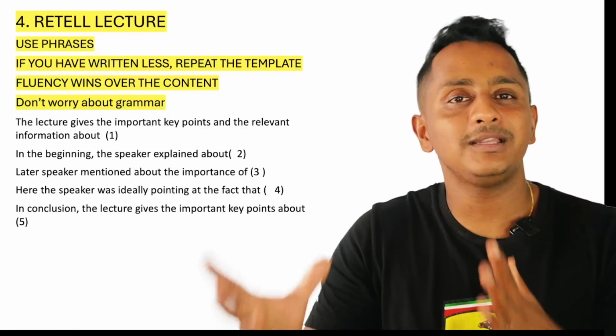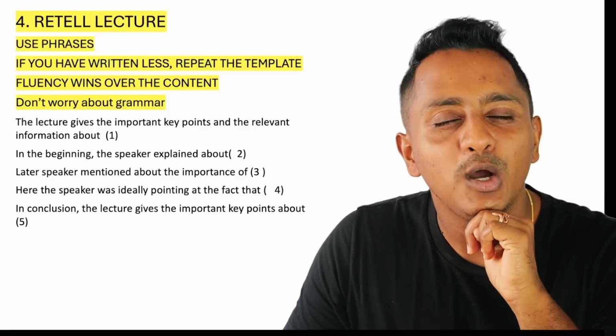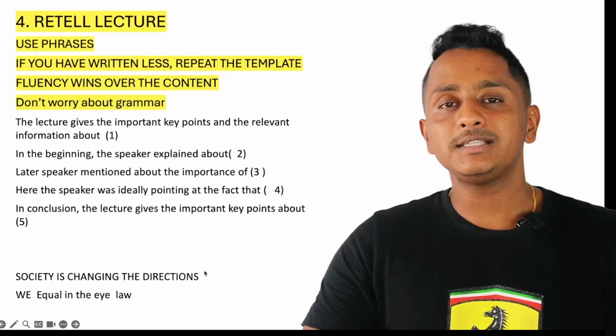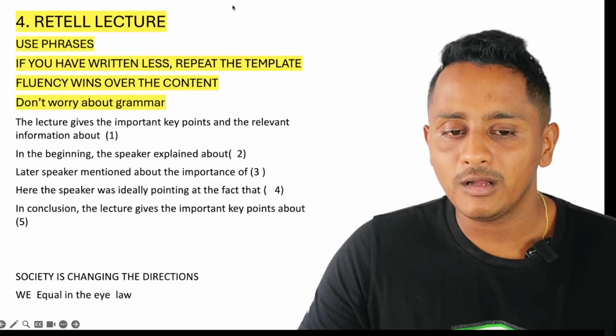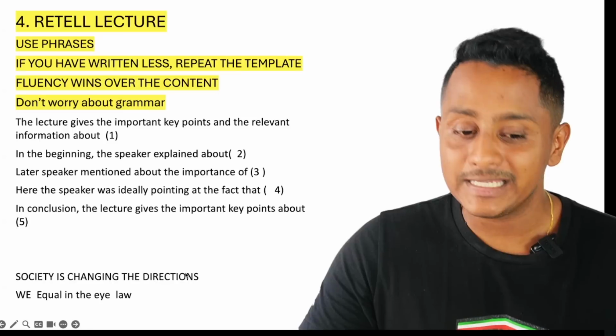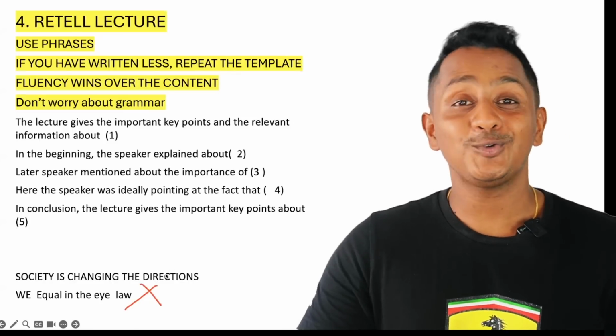But still, are there any more tricks? What if I write only 2 phrases? What should I do? I wrote, society is changing the directions. We equal in the I law. The second sentence is grammatically completely wrong. So can you show the trick now?